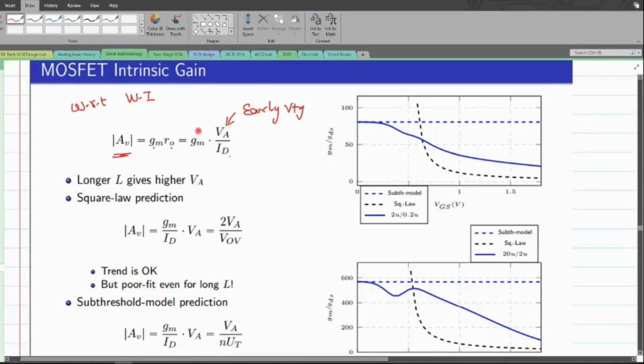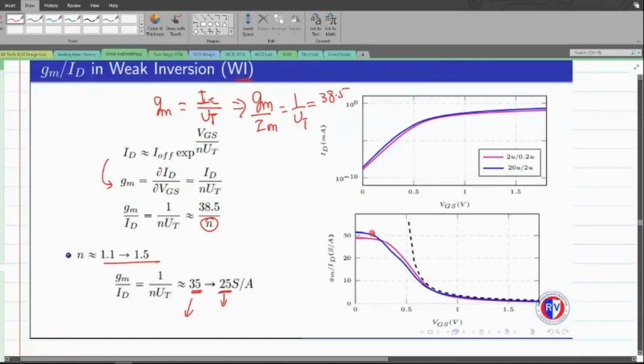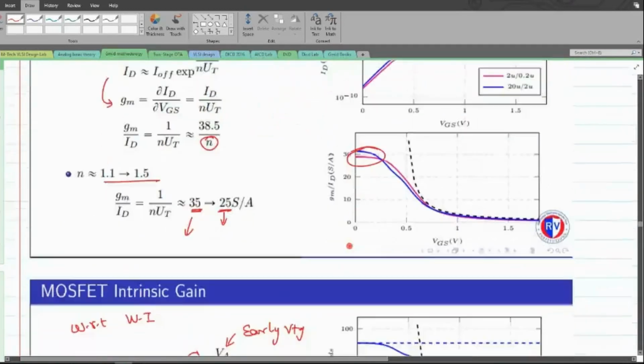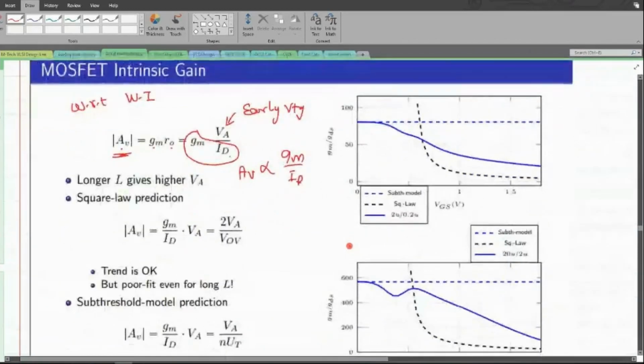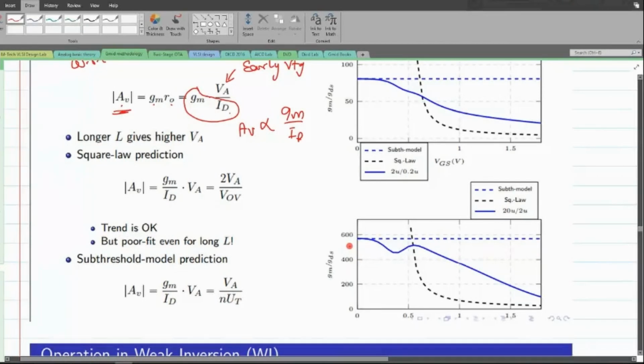So clearly, we could see that the gain depends on this particular ratio, correct? So the gain is proportional to GM over ID. Now we know that we would get a maximum GM over ID value only in which region? It is in the weaker inversion, and that is what we have seen till now. In the weaker inversion, I know that I will get a larger value of GM over ID.